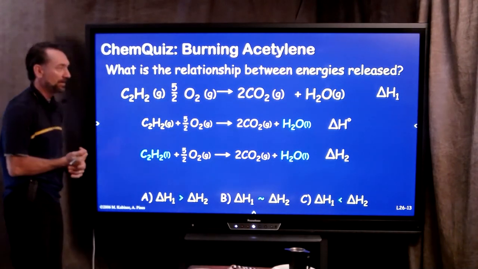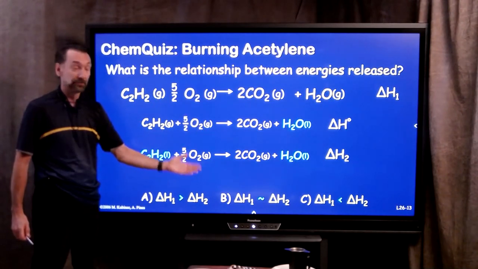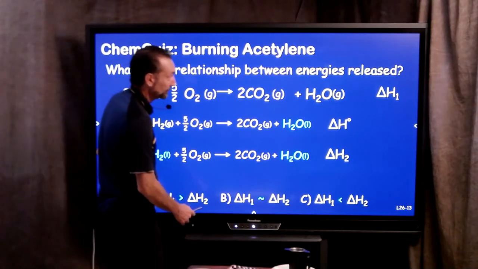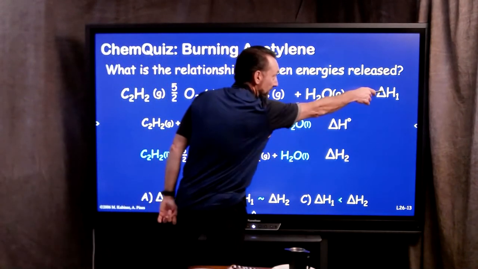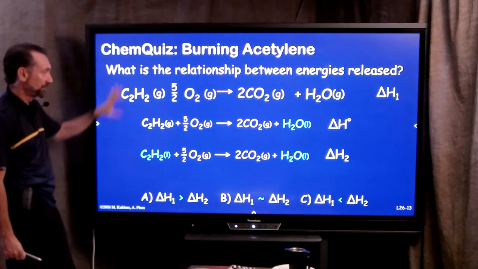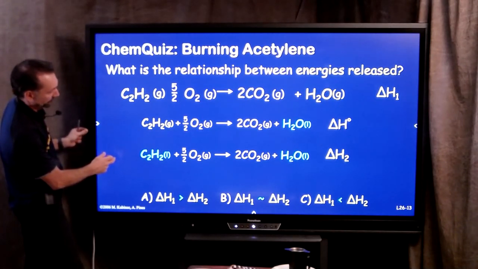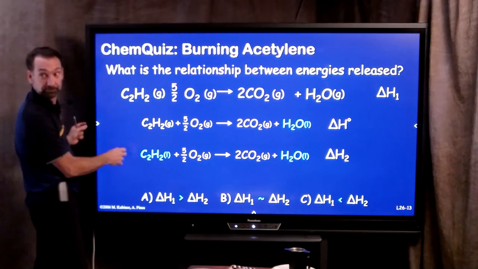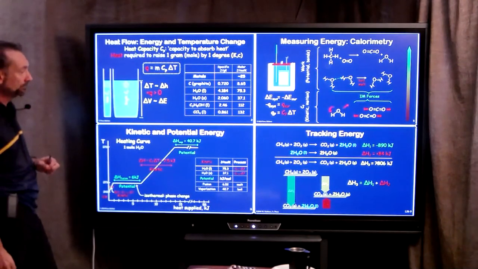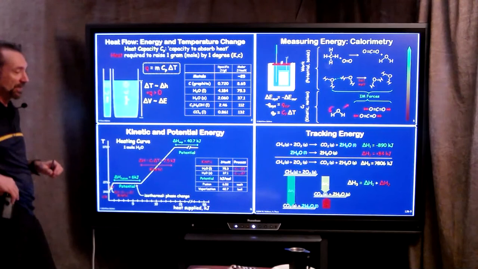Sketch this one out, because this is a straightforward application of what we just did. So go ahead, draw the energy levels for these various things. You can do it in a relatively simple way. I want the relationship between delta H1, this chemical reaction, and delta H2, this chemical reaction. See with the information there if you can figure out what's going on. Brian, are you ready? I'll give you the set of four, and I will join a breakout room.